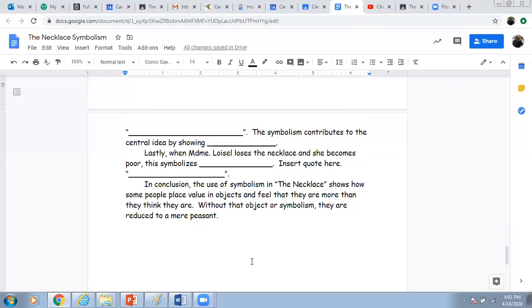In conclusion, the use of symbolism in the necklace shows how some people place value in objects and feel that they are more than they think they are. Without the object of symbolism, they are reduced to a mere peasant. So, okay, you can always add more to each of the paragraphs. I'm just trying to start you out to give you an idea of where to go, like a backboard, just to help you get the main ideas, but you can certainly always add more. Okay, we will go over this once you submit it.